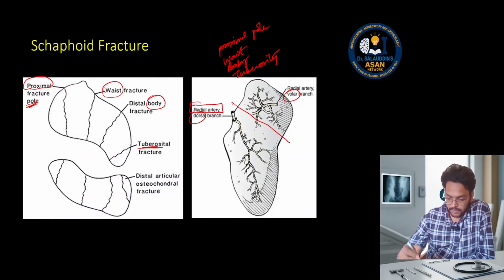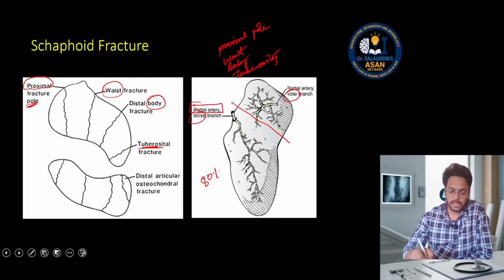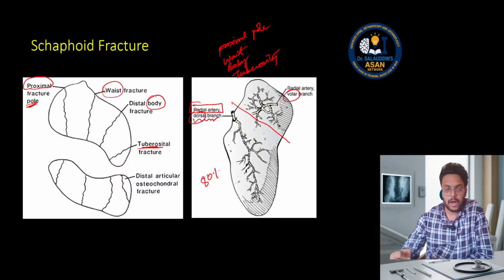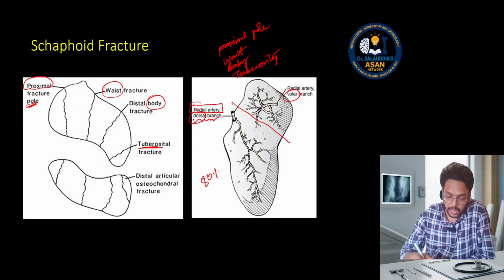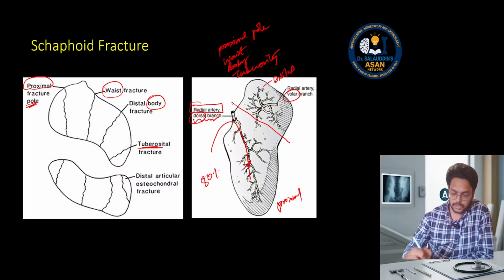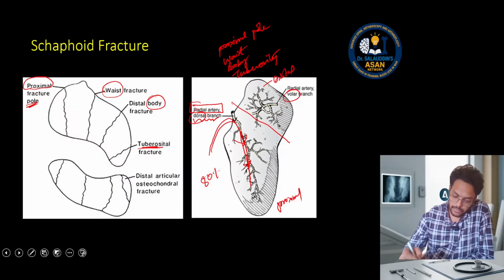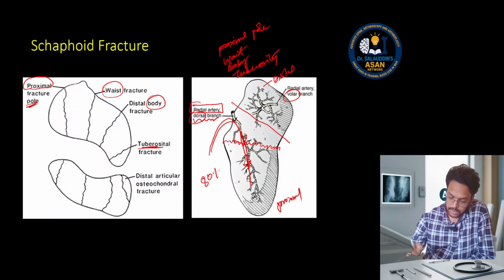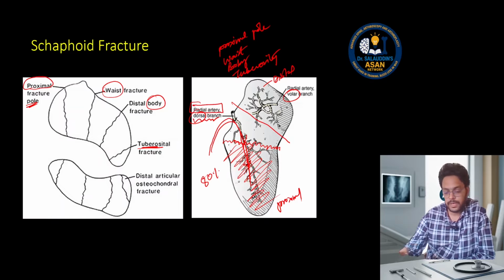80% of scaphoid bone blood supply is given by the dorsal branch, and also it is in retrograde fashion. This is the proximal most part and this is the distal part. So the radial artery will give a retrograde branch, so if the fracture occurs in this area, then this whole part of the scaphoid will be devoid of the blood supply. Okay, that is why it is important.